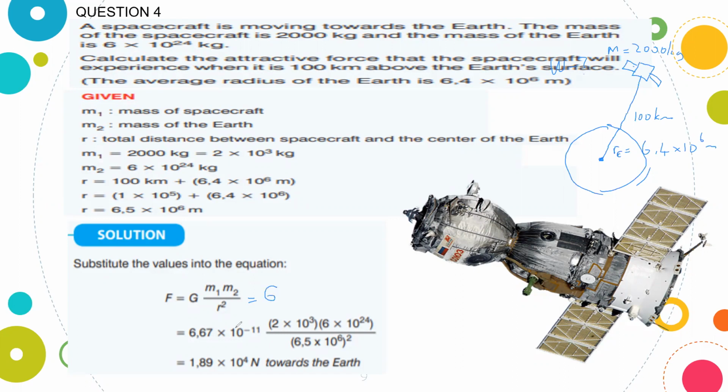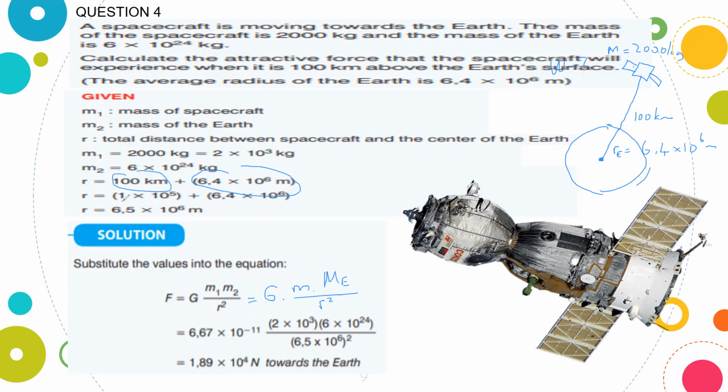G is a constant number. You will see now 6.67 times 10 to the power of negative 11, and times M for the object. And then we are using ME, the mass of Earth, and R, the total distance. People, how are we getting the total distance? First of all, 100 kilometers plus 6.4 times 10 to the power of 6 meters. It is our first step.